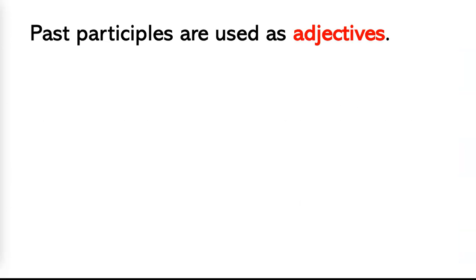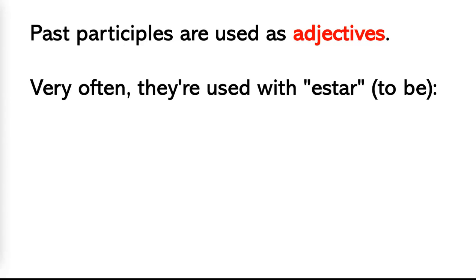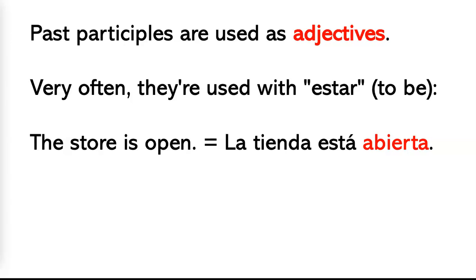Now, past participles are used as part of the present perfect, but they're also very often used as adjectives. They're often used with the verb estar because they're describing things that change. For example, the store is open, la tienda está abierta, and if the store is closed, la tienda está cerrada.